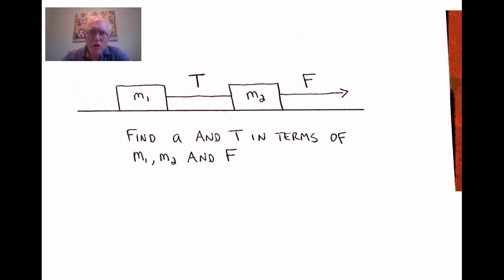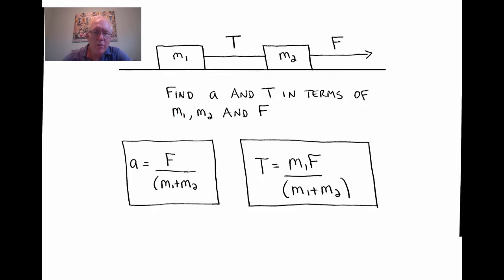you're back? How did you do? I reduced it as far as I could, and I came up with these values. This was my value for acceleration and my value for tension. And I think I got that right. Well, anyway, let's discuss it in class. Let's see what you got. Let's see what I got.